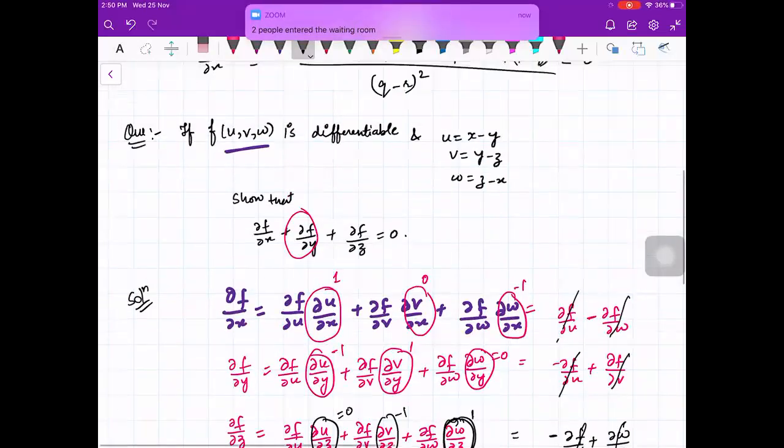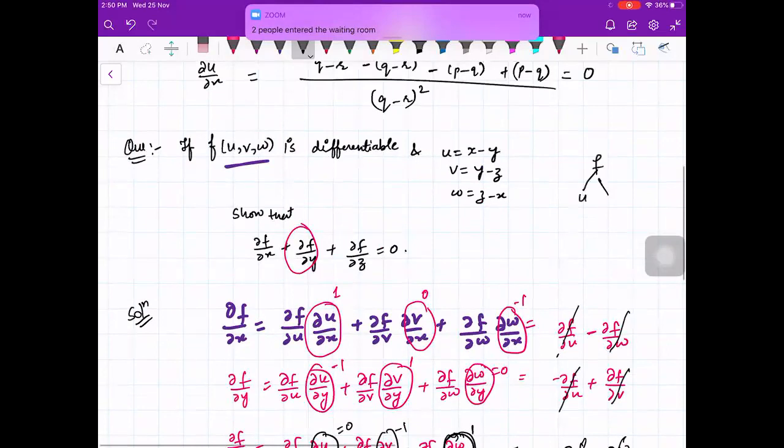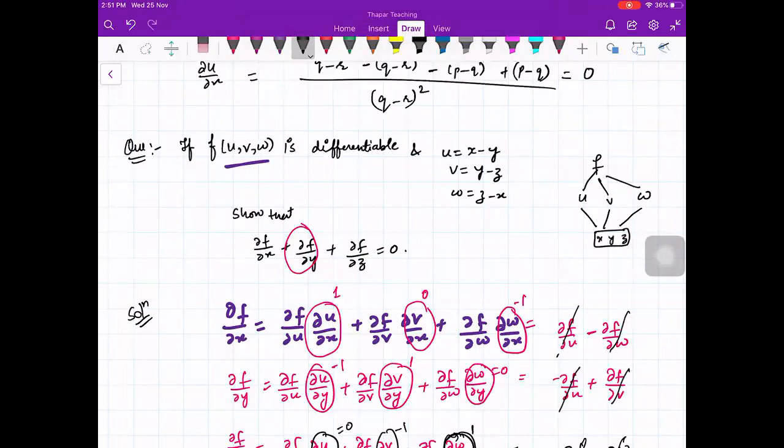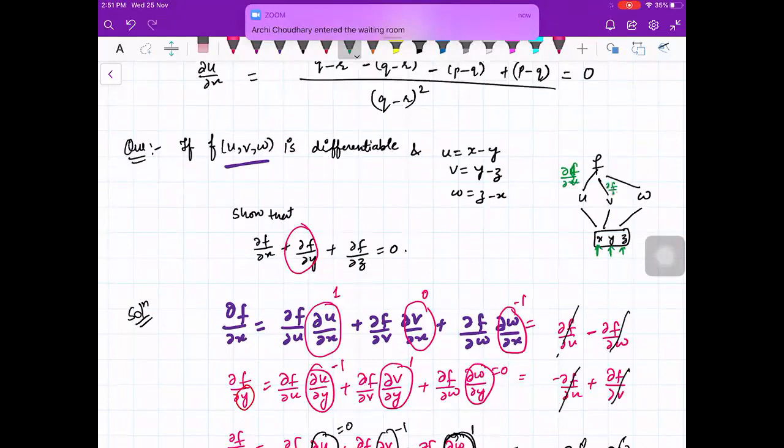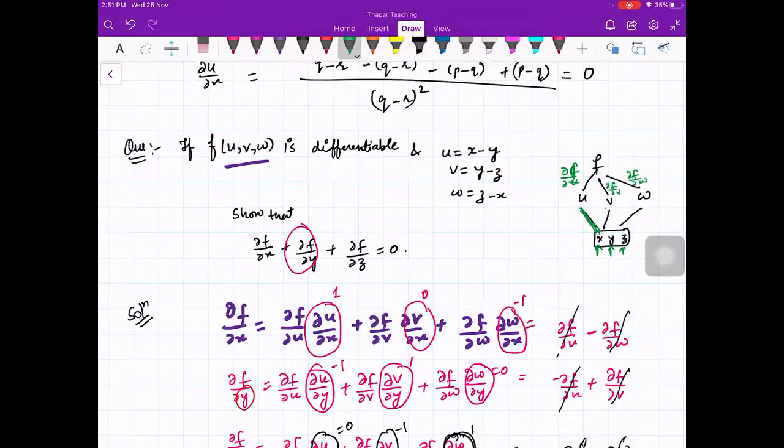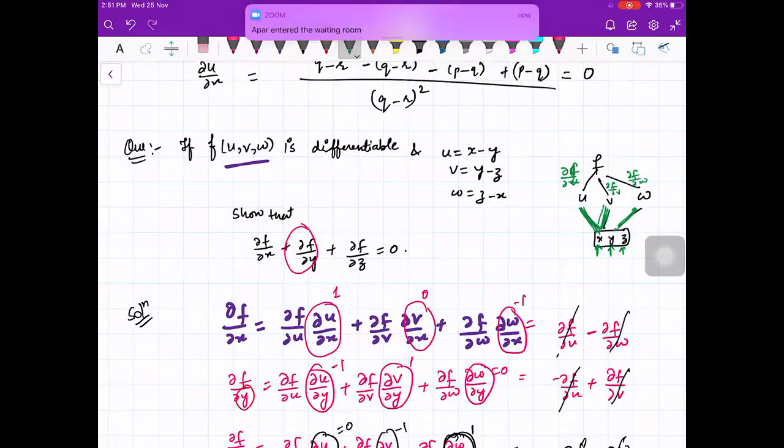You see beta, here f is a function of u, v, w, and u, v, w further are the functions of x, y and z. Okay, so somebody is saying that when we are differentiating with respect to y there will be x also. No, x, y and z are independent. So you have curly f by curly u here, curly f by curly v here, curly f by curly w here, and then here you have either the differentiation with respect to x on all the three edges, or with respect to y, or with respect to z.